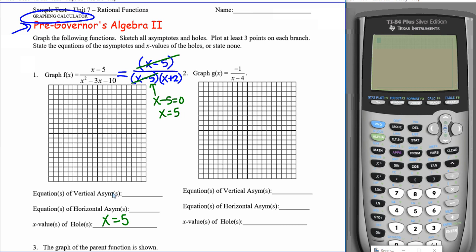I have a tendency to forget to write my holes down when I'm graphing, so I'm just going to make a little mark here that somewhere at x equals 5, there has to be a hole. I can't put it up there yet because I don't know the y value.